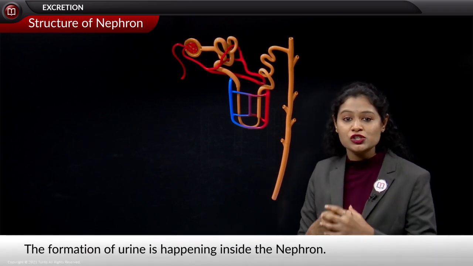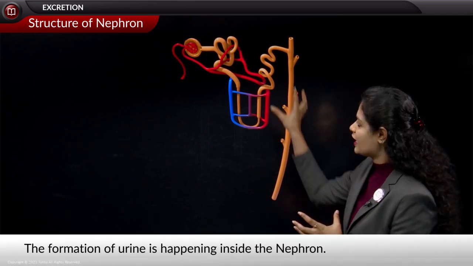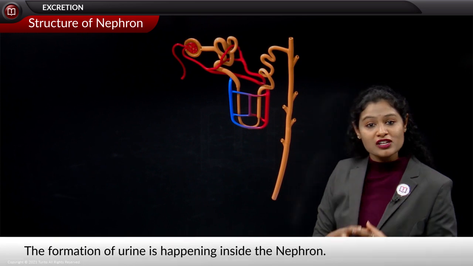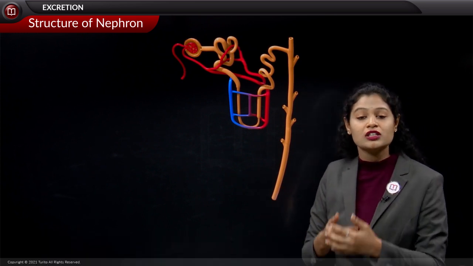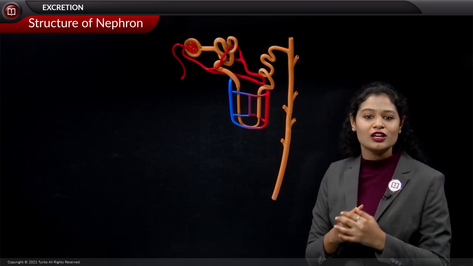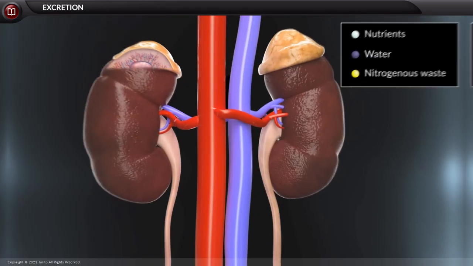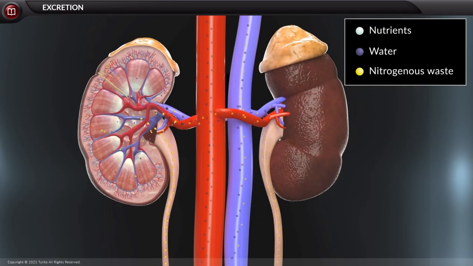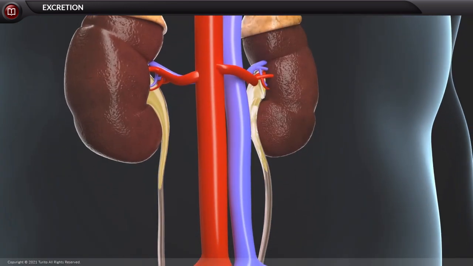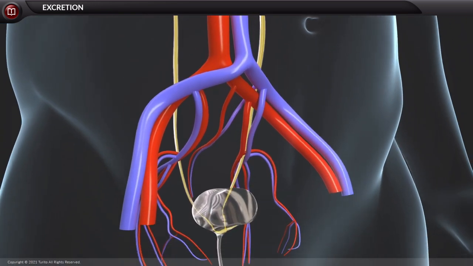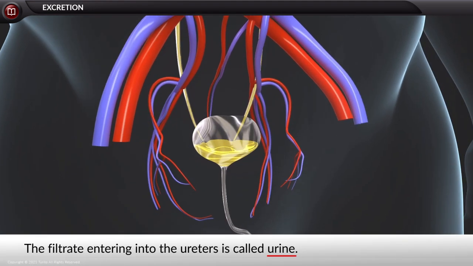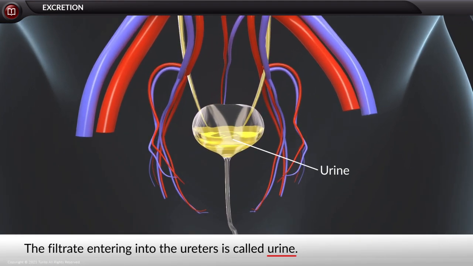So the formation of urine is happening inside the nephron, and the filtrate, when it is entering into the ureters, we call it urine. The blood is filtered, and we see that there is reabsorption happening in the loop of Henle. Then all the nitrogenous waste is concentrated and eliminated into the collecting tubes, and it is slowly collected into the ureters. So when the filtrate is entering into the ureters, we call it urine.